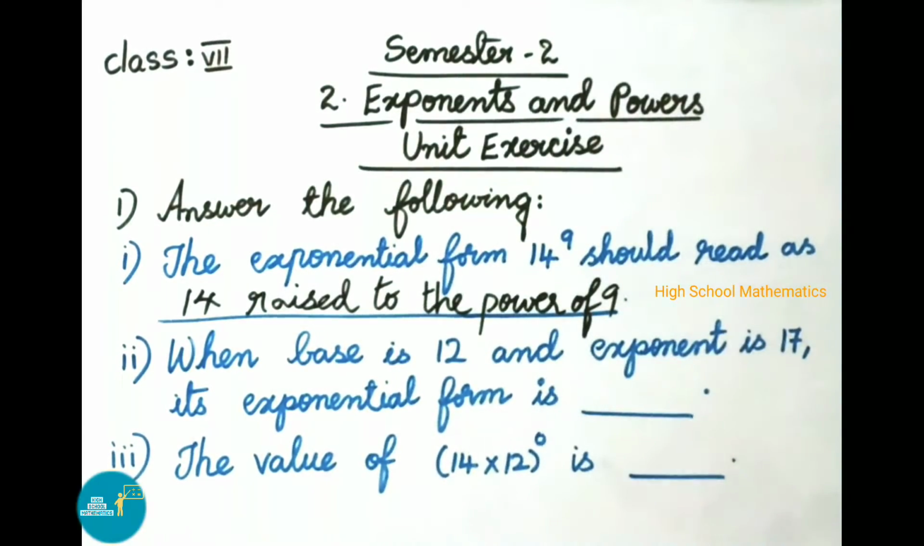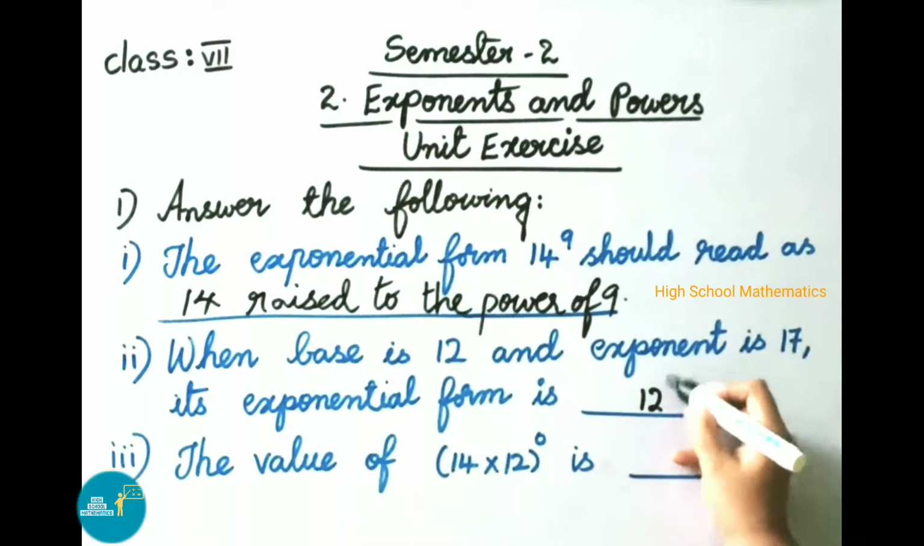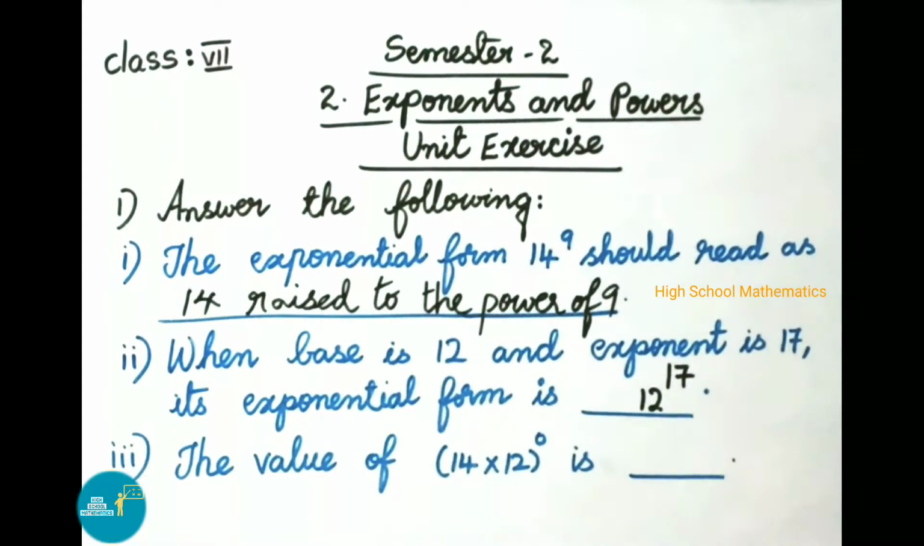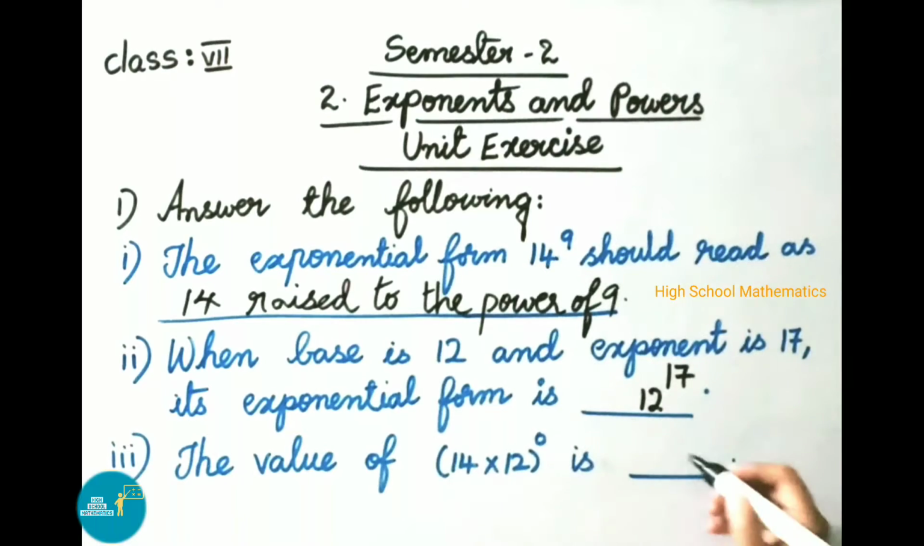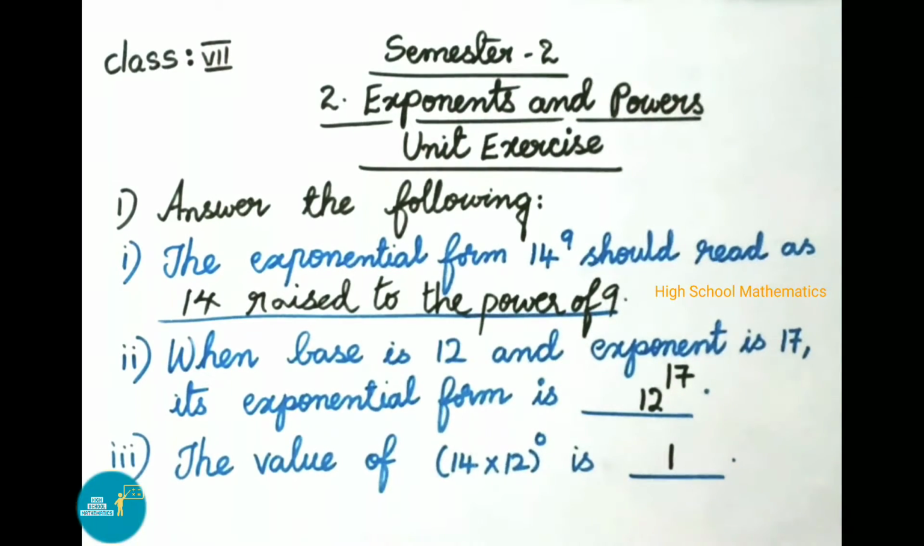See now second one, when base is 12 and exponent is 17, its exponential form is 12 power 17. See now third one, the value of 14 into 12 power 0 is 1. Why? Because we know the formula a power 0 is 1. So any number to the power of 0 means 1 only answer. So here 14 into 12 power 0 is 1.